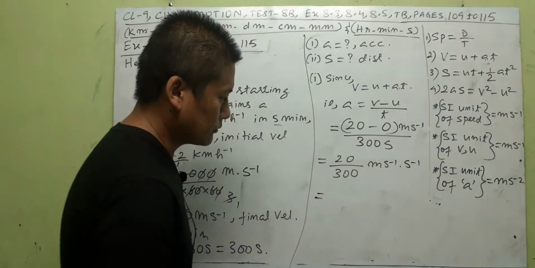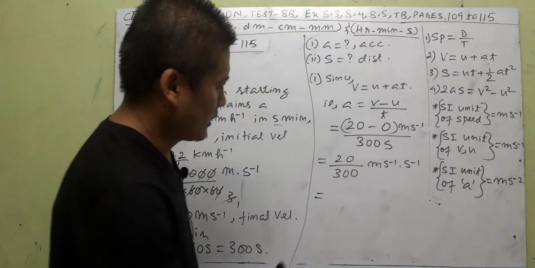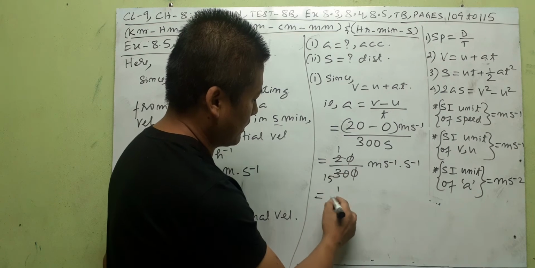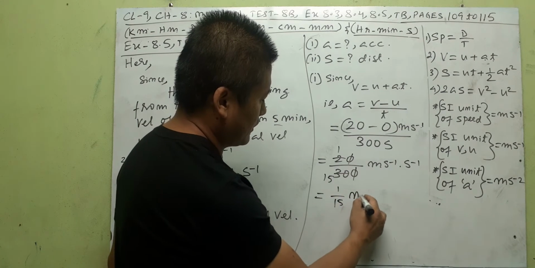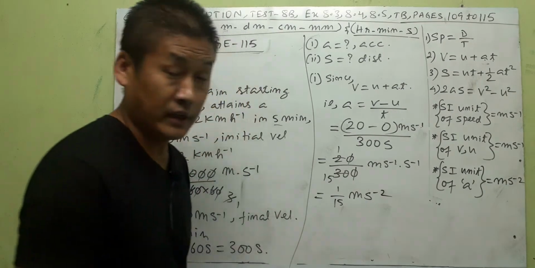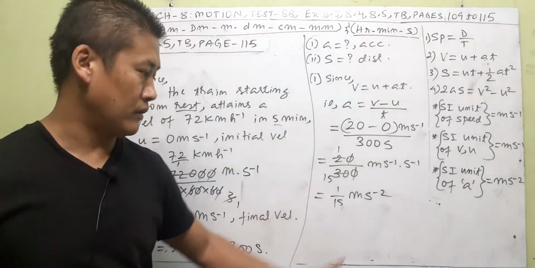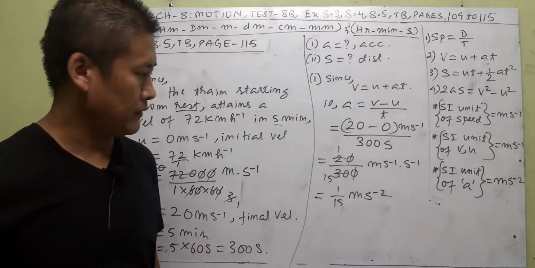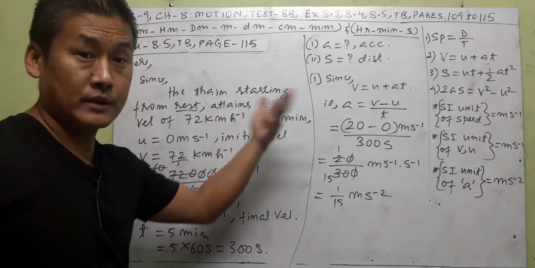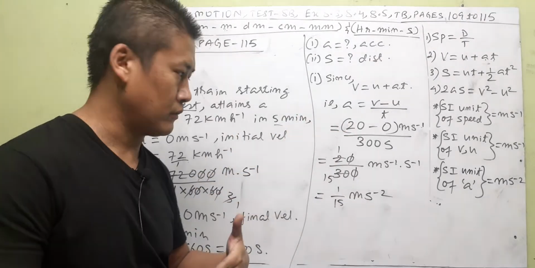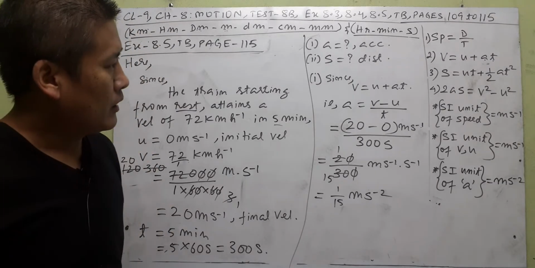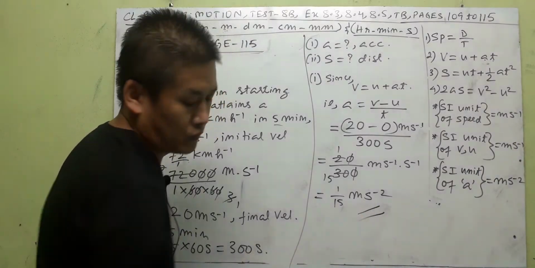So here you can cancel this 0 and 0. 2 ones are 2, 15. So 1 by 15, meter per second, minus 1 minus 1, minus 2. So the power is minus 2, which means meter per second square, the SI unit of acceleration, which is positive. So acceleration is happening in the direction of motion. That's why the speed of the train is increasing. Negative means it's slowing down, right? So at this rate the acceleration is going. That's your first answer.